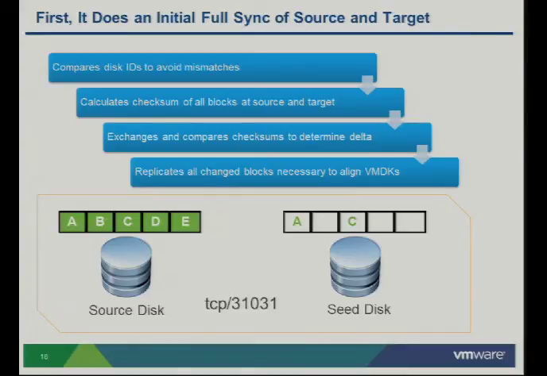If the disks are the same, then we read the blocks on the target side, read the blocks on the source side, calculate essentially hashes on both sides, and then exchange the hashes to know which blocks are different. This way we avoid sending all the blocks over. We only send the changed blocks that were missing in the initial seed that you provided for us. In this example, you have blocks A and C that are already present in the seed disk, and then we determine that blocks B, D, and E need to be replicated, and we replicate them. After the initial sync completes, we have an exact replica on the other side.